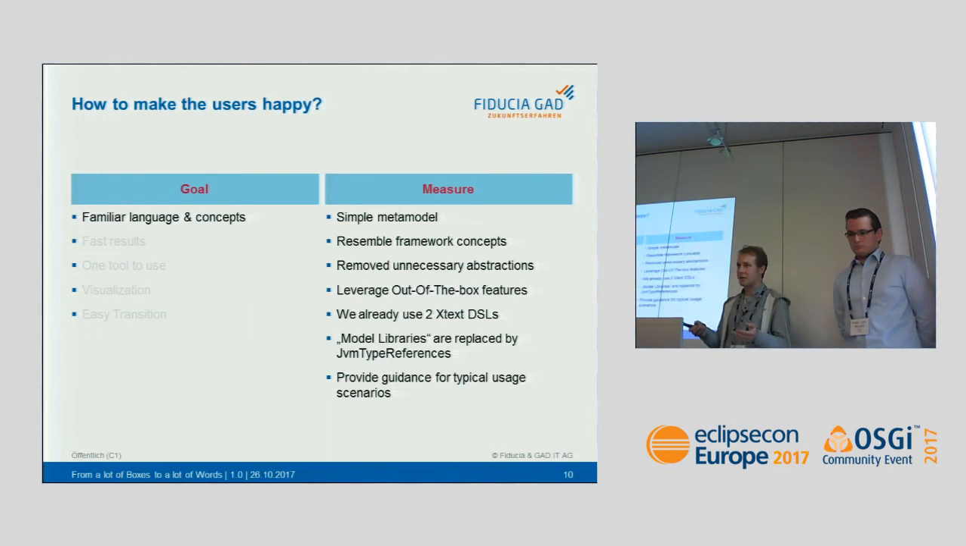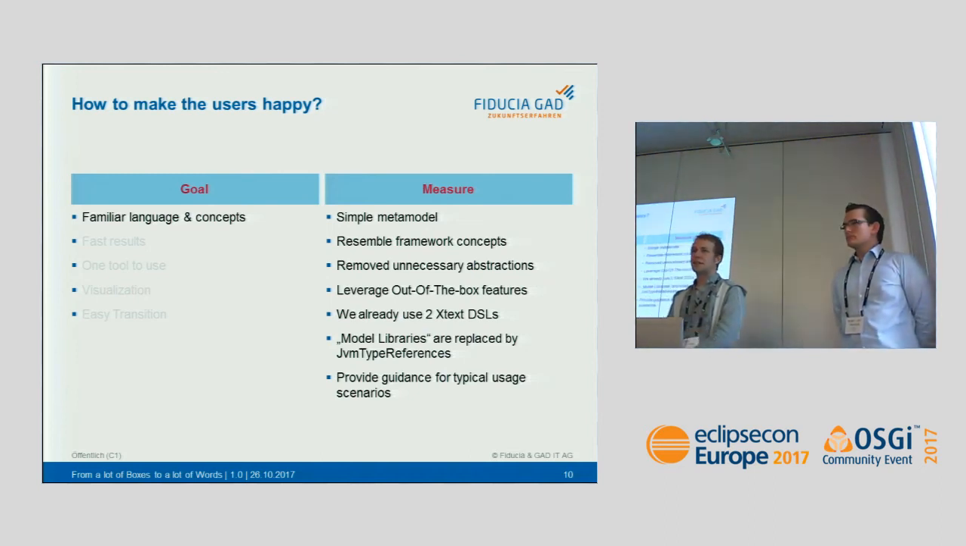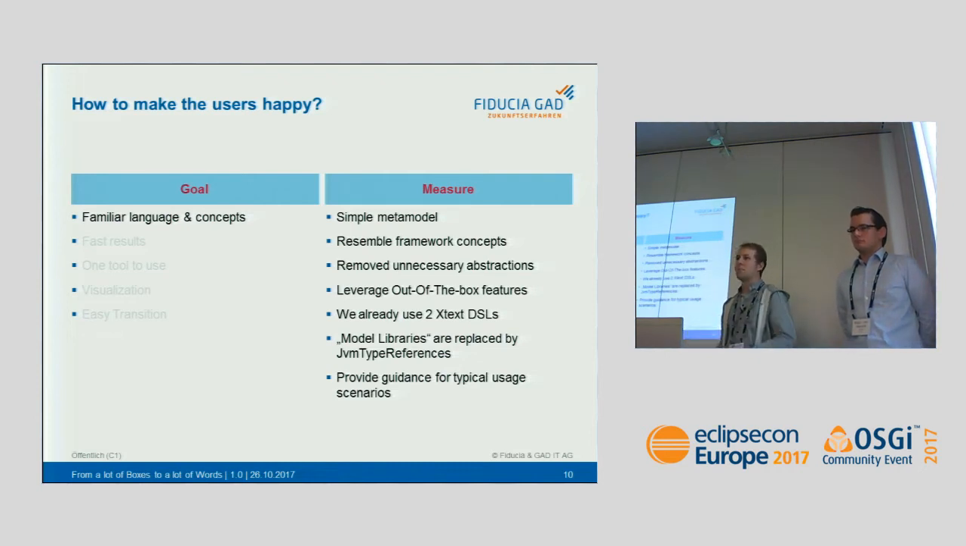Framework concepts are, like I mentioned, application, model, services. People know what they're about and how to work with them. I mean, the first version was shipped in 2003. They're pretty familiar with these concepts. And we try to make our meta model resemble the framework concepts as much as possible, like naming and keywords. We remove unnecessary abstractions from the UML model, which we don't need anymore. We try to leverage the out-of-the-box features from Xtext because people are familiar with working with code.